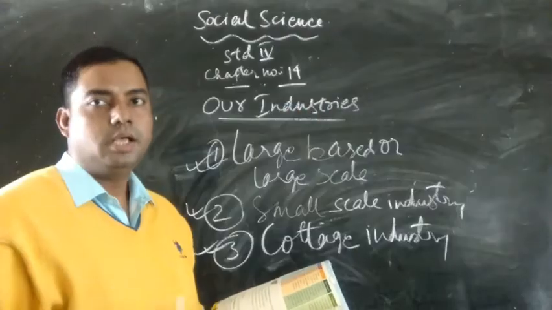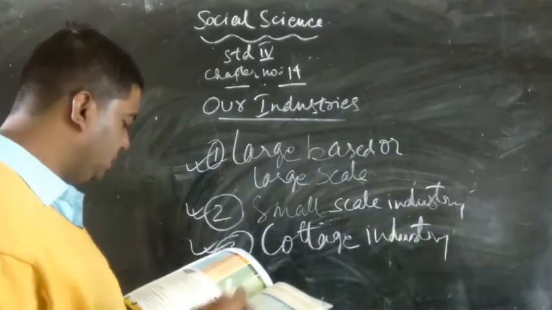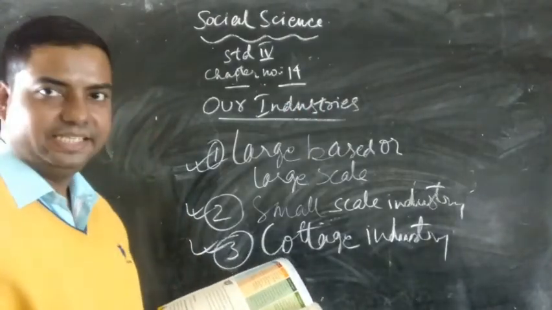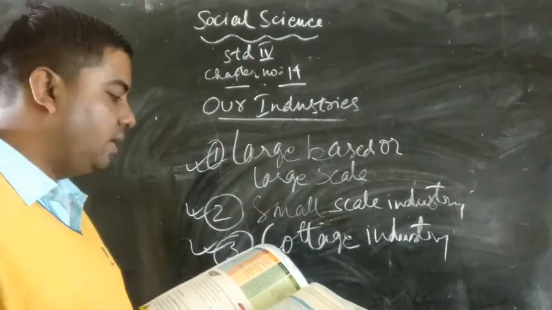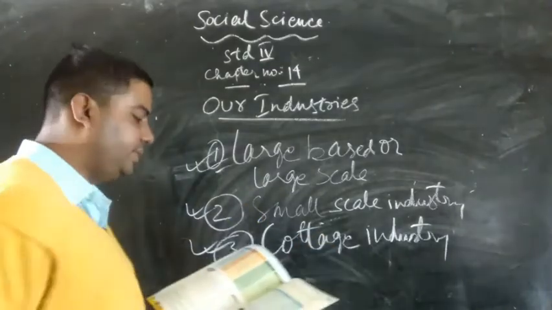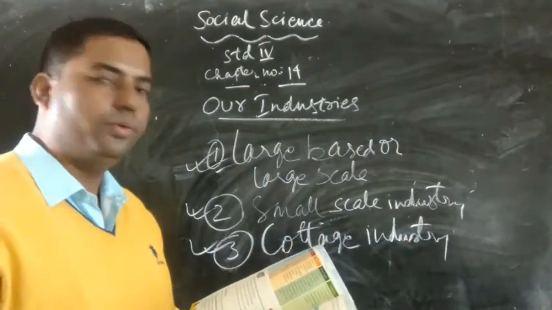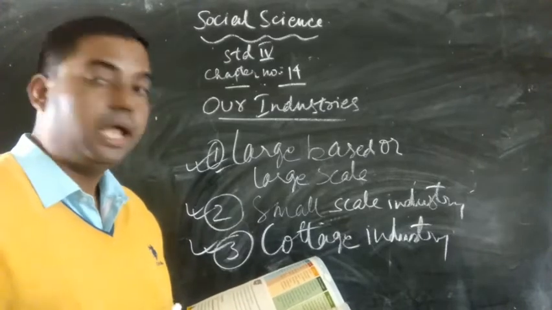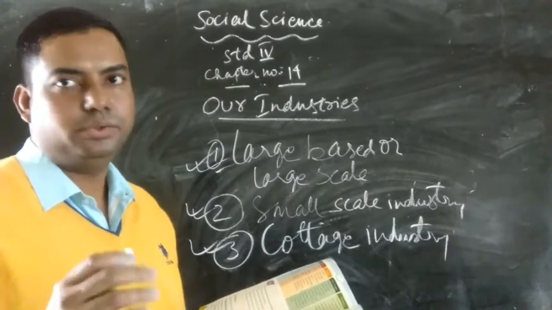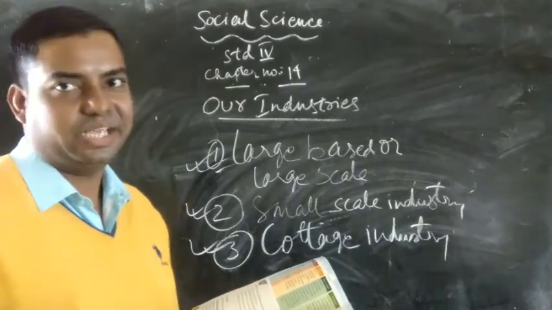Now, when we come to the type of industry on the basis of size, as the table on page 99 says, when it comes to the large-scale industry, we need to know, my students, that you need a large amount of money. Not only that, you need large machines and thousands of people. Otherwise, you cannot run a large-scale industry.